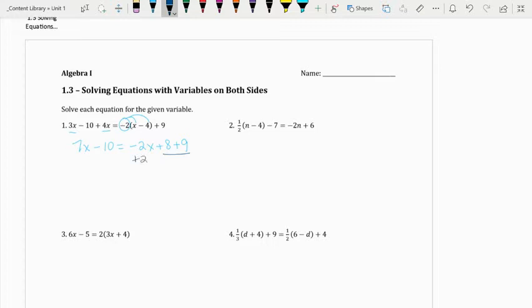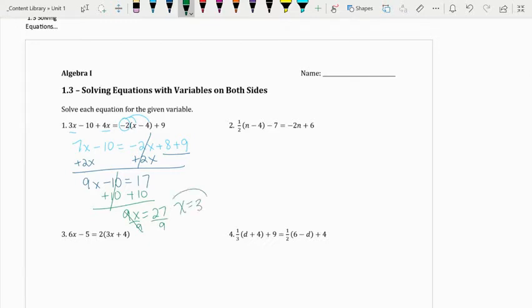And when I do that, I'm also going to add 2x to the other side. So we now have 9x minus 10 equals 8 plus 9, which is 17. Add 10. 9x is 27. And divide by 9, x is 3. Again, just like anytime you solve equations, you could plug it in to check your answer.